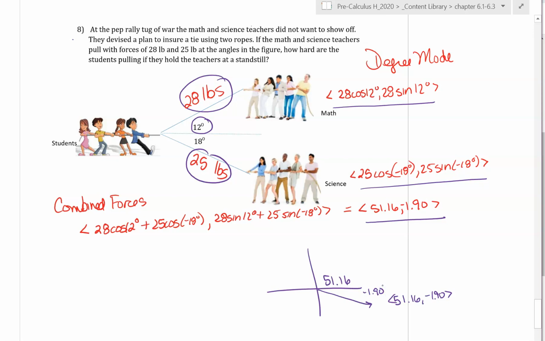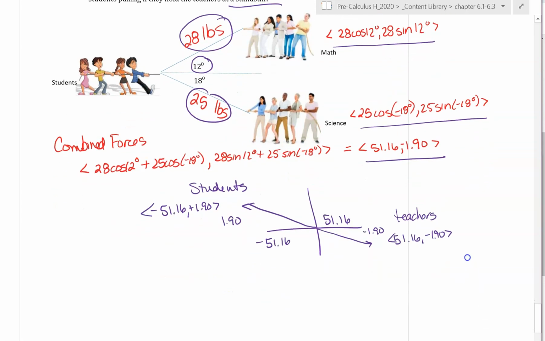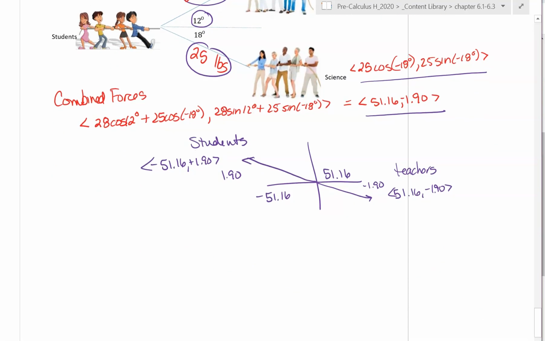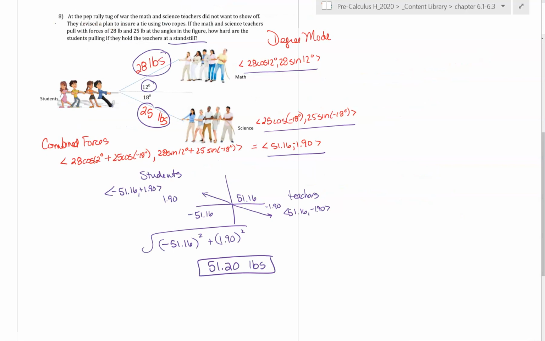Okay, so these are the teachers. So the students would be equal and opposite, since they're at a standstill. So here are the students. So that would be negative 51.16 and positive 1.90. Okay, so the last thing we need to do is find the magnitude. So go ahead and give it a try. Okay, so finding the magnitude of that vector, you'd realize that the students are pulling at 51.20 pounds of force. Great job, everyone.